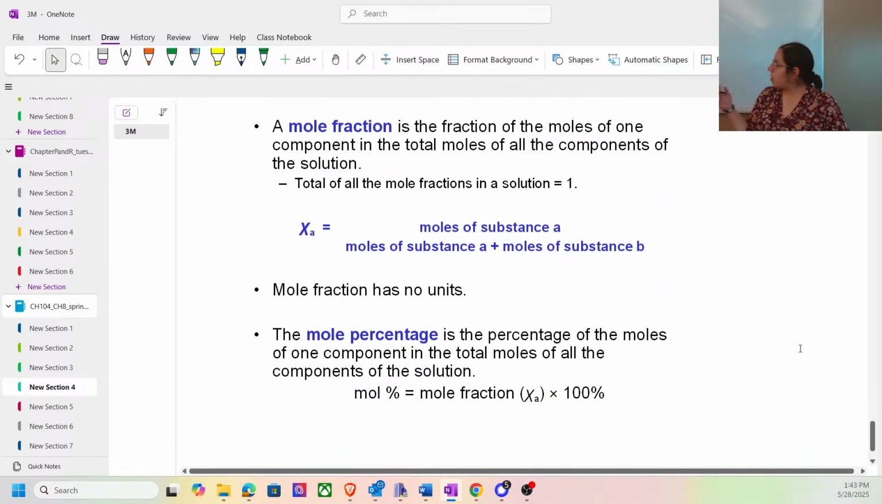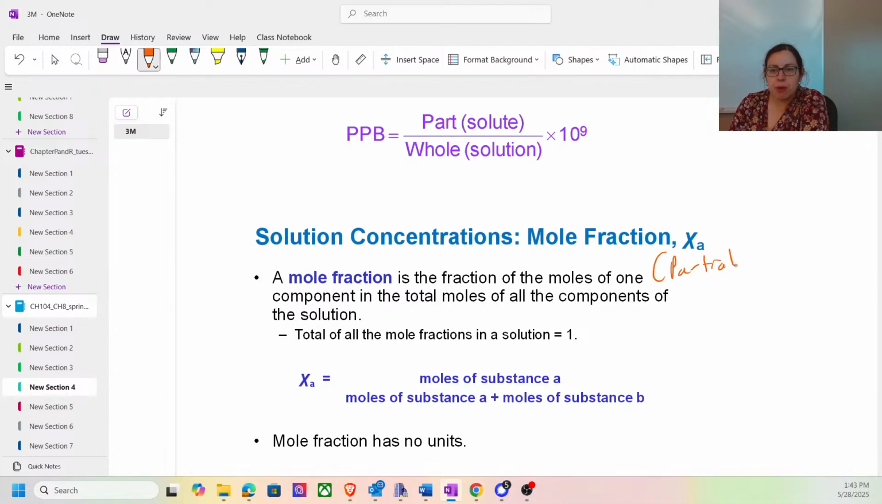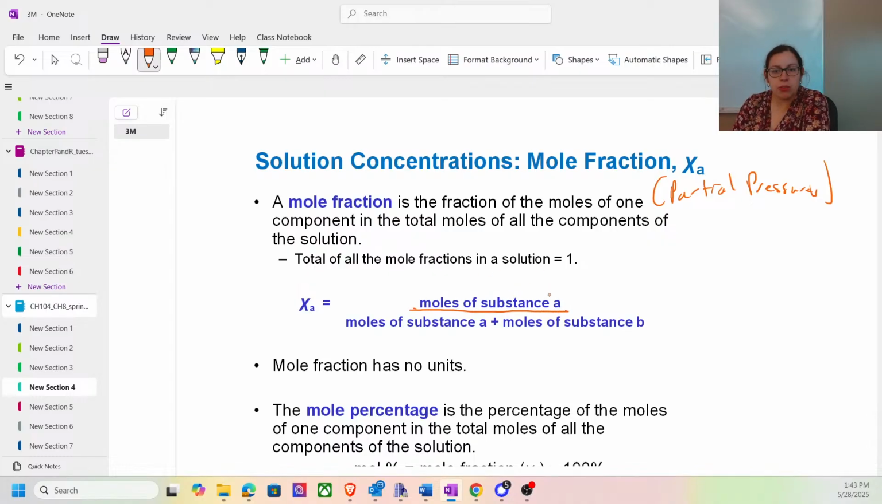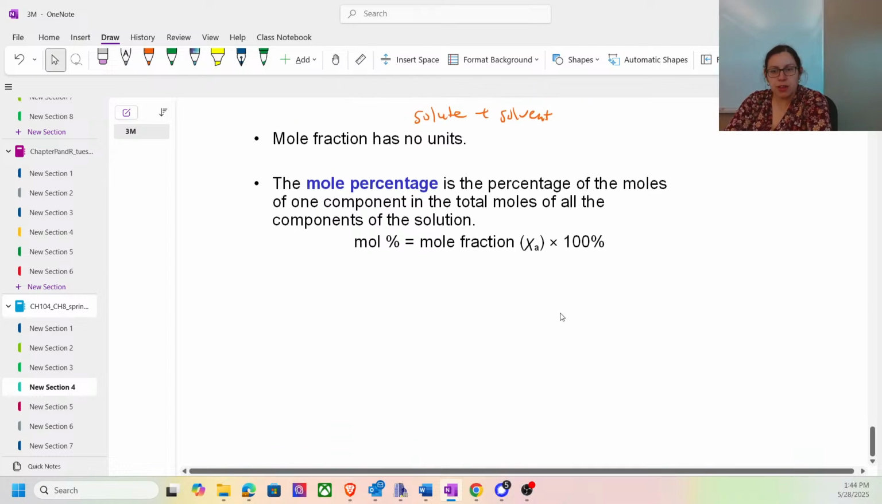And so again, we mentioned mole fraction kind of with our partial pressures. So we can think back to this as well. And again, we just want to figure out the moles of whatever substance we're interested in. So substance A, or right, tends to be our solute, over our total moles. So our solute plus solvent in this case. And then, like we mentioned before, obviously you can multiply it by 100 and take it to a percentage.